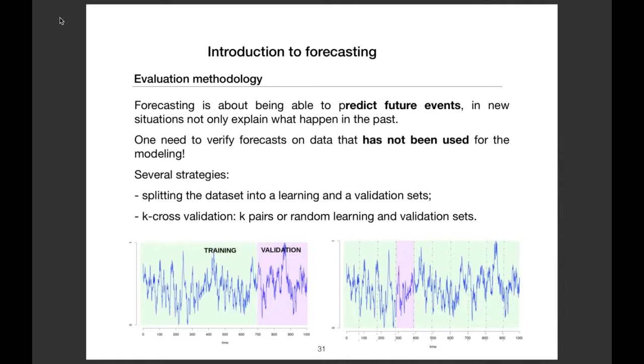Here, what you have to keep in mind is that it's better to evaluate a model with a training part and a validation part. And you can do it with several strategies. You can just divide your data set between a training and validation part, or you can use k-fold cross validation, where you compute several pairs of random learning and validation sets.